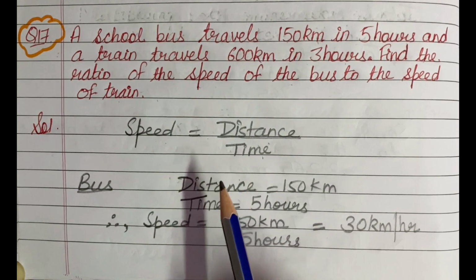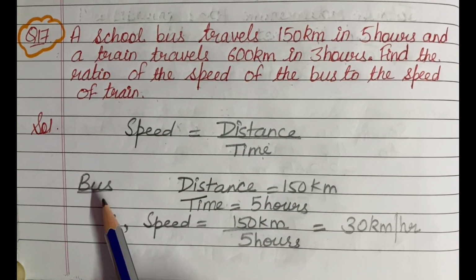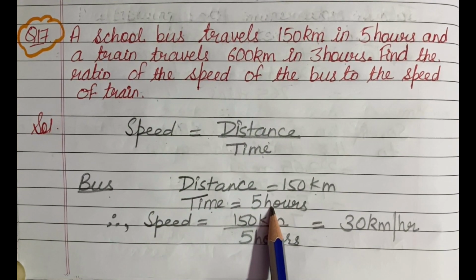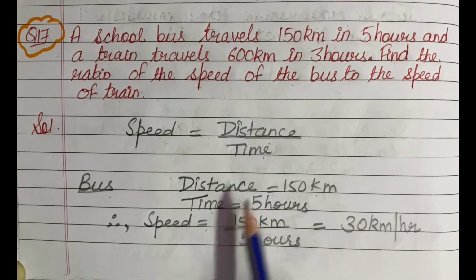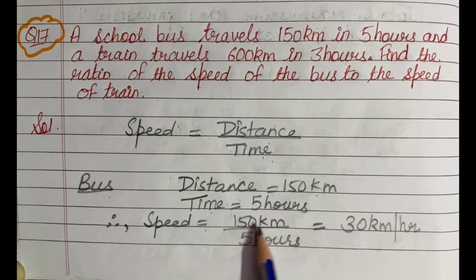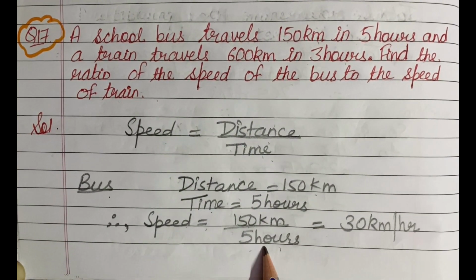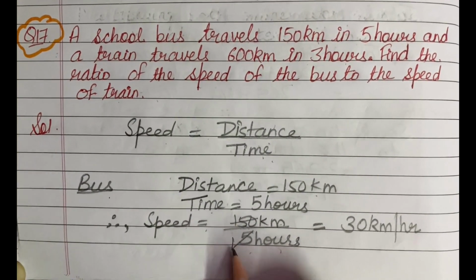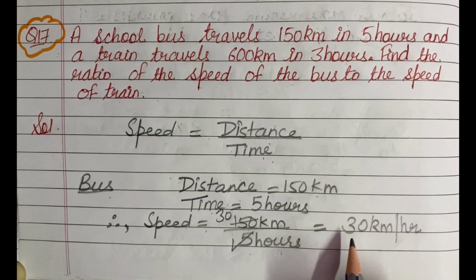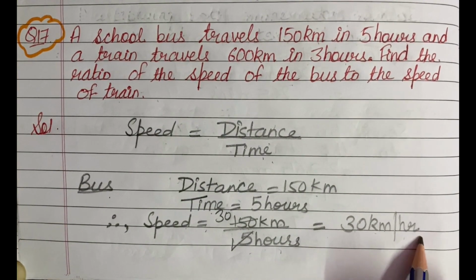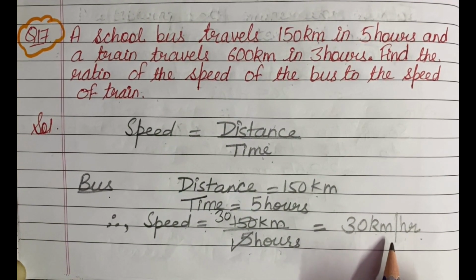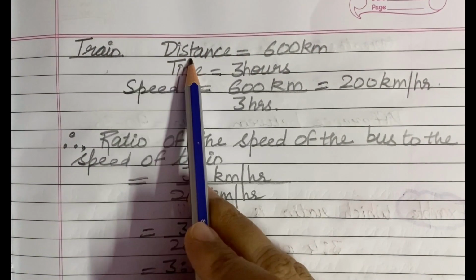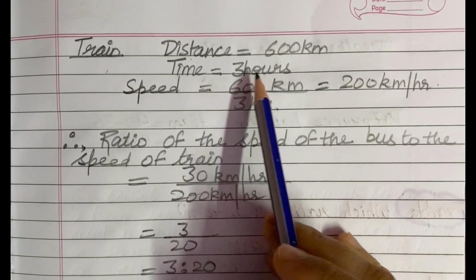Now first of all, we will find the speed of the bus, and for bus distance is 150 km and time is 5 hours. So speed of bus will be equals to distance upon time, so 150 km upon 5 hours, and on solving this, 5 and 150 will be cancelled out. 5 ones are 5 and here 30 will come. So we will get 30 km per hour as a speed of the bus. Now we will find the speed of the train, and for the train the distance is 600 km and time is 3 hours.